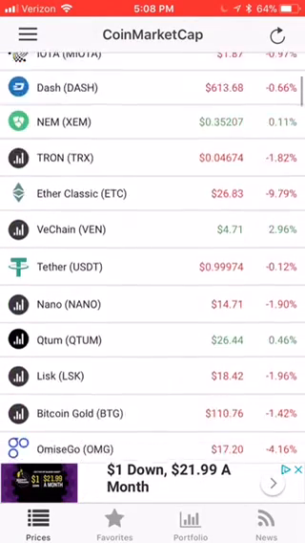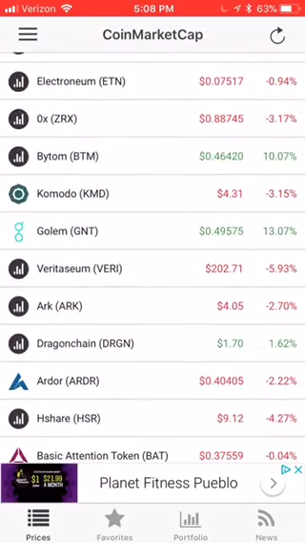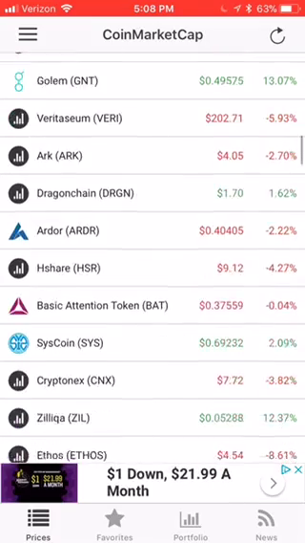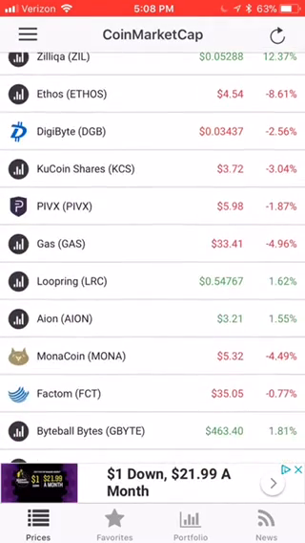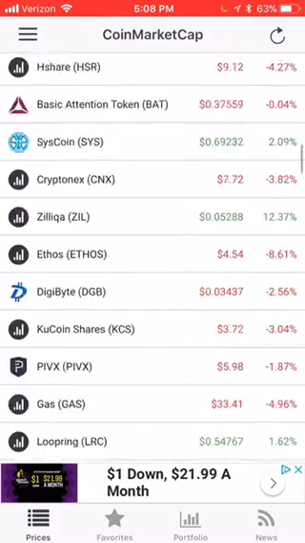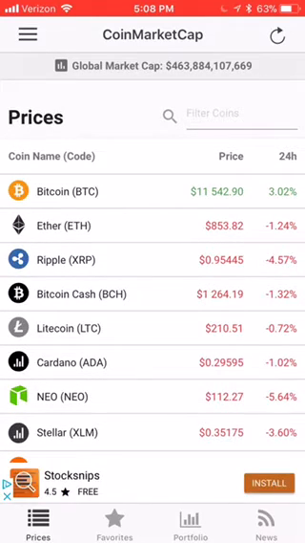But I'm going to start scrolling down, and you're going to see all the different types of cryptocurrencies. There's Golem, Arc, Zilliqa. There's all kinds of cryptocurrencies that I've never even heard of. There are so many. But this is a good way to track the market cap for the cryptocurrencies. And as you can see up top, it shows the global market cap, and it's an astronomical number.